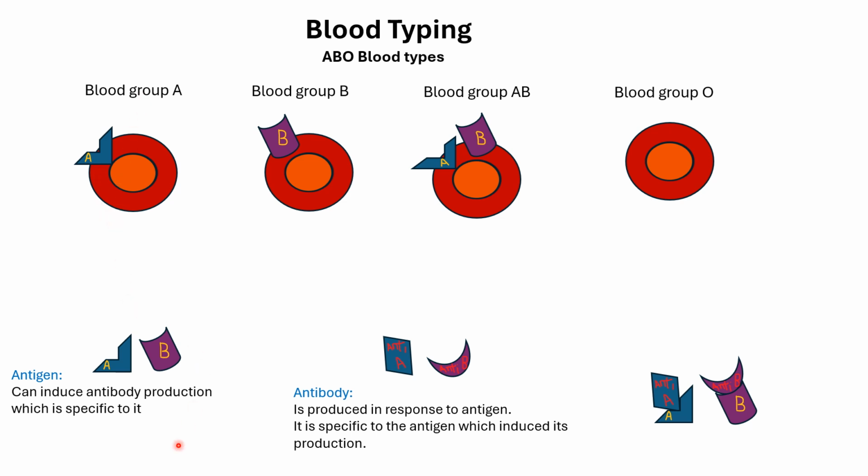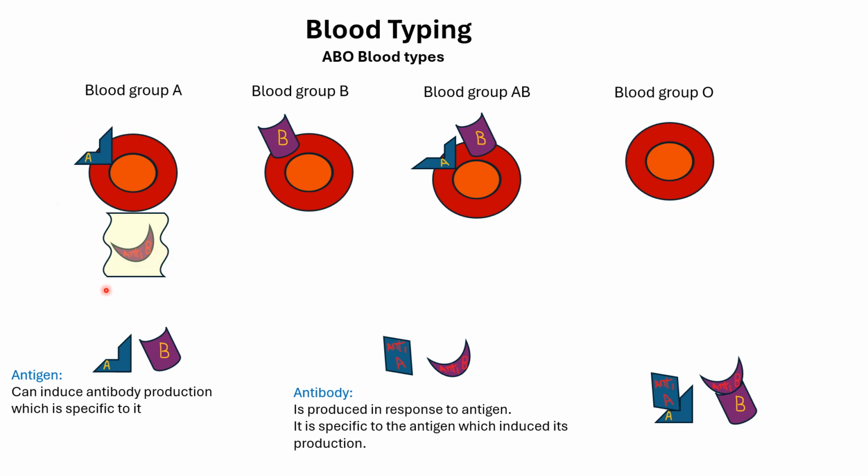So now the way these genes are coded is such that if a person has a specific antigen, they will not have antibodies against that antigen, but they will have antibodies against the other antigen, the one which is missing. So for example, blood group A has antibody B in the plasma. Antibody B is already present and floating in the plasma.